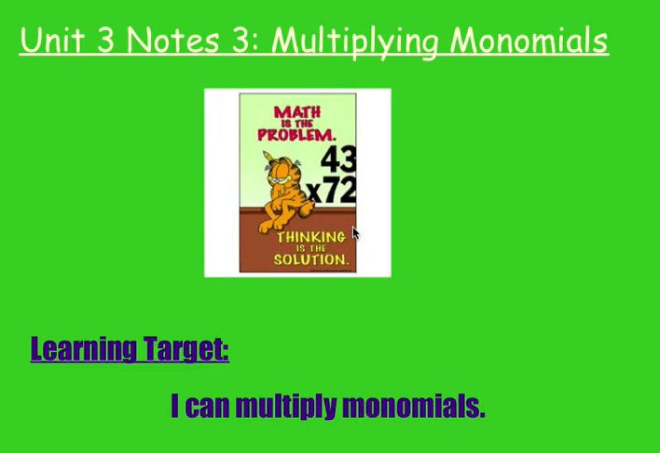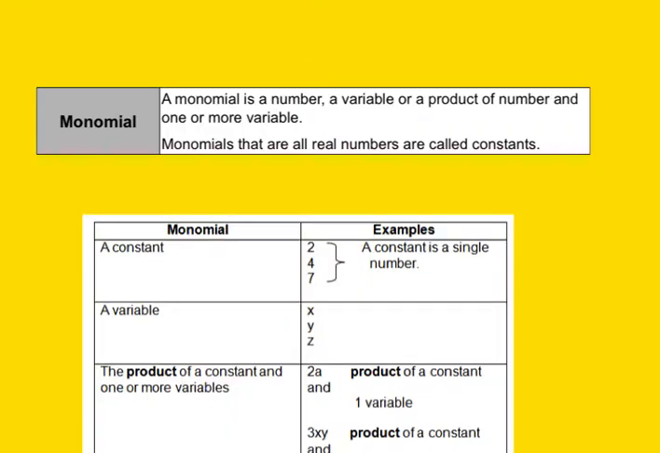Today we're going to be doing Unit 3, Notes 3. So we are going to be talking about multiplying monomials. So the first thing we need to do is actually identify what a monomial is. So a monomial is a number, a variable, or a product of numbers and one or more variables.